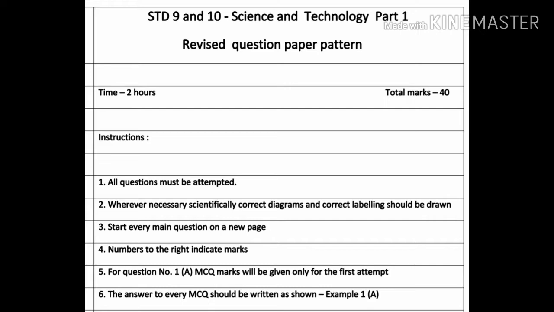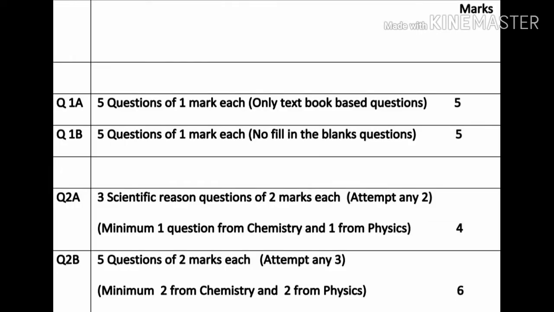But in science 1, the 40 marks paper, if you see here properly, the first question 1A is for 5 marks and it will be MCQ, with only textbook based questions. So this is an advantage for you all. The second question is for 5 marks again, 1 mark each, and it is clearly mentioned no fill in the blanks. So it might be name the following, true or false, odd man out, but 5 different sets of questions you will be getting.